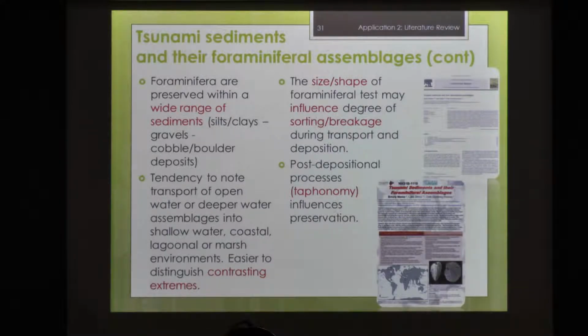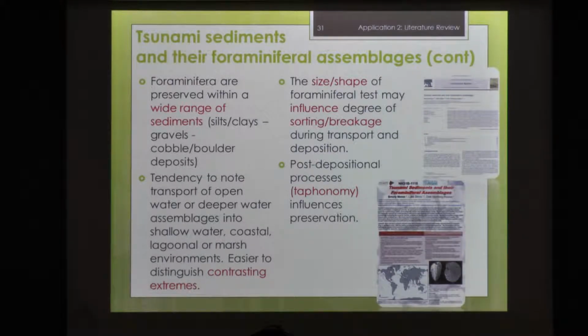The size and shape of foraminifera could influence how much sorting and breakage, and also whether they would be picked up by the tsunami or not. There was some deep sea foram work done off the east coast of Japan that found a particular foram species shaped like a flying saucer, which made it far more likely to be picked up because it had better fluid dynamics. So it would be more likely to be picked up than other forams and transported by the tsunami.